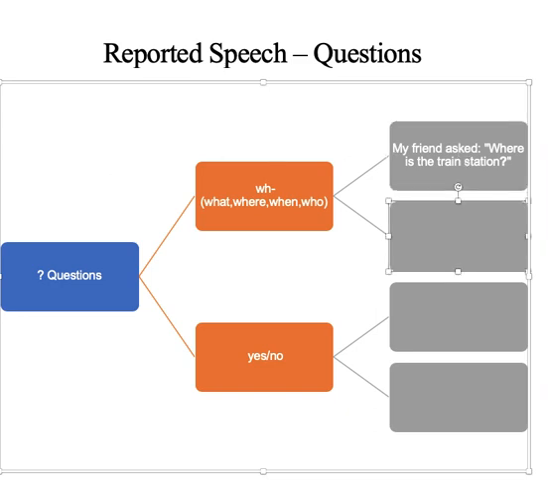Now here, when you want to say this in reported speech, you say my friend asked, we copy the WH, where, and now we identify the subject. The subject of the sentence is the train station. So we say where the train station before the verb, okay, because this is an affirmative sentence, and then we look for the verb.